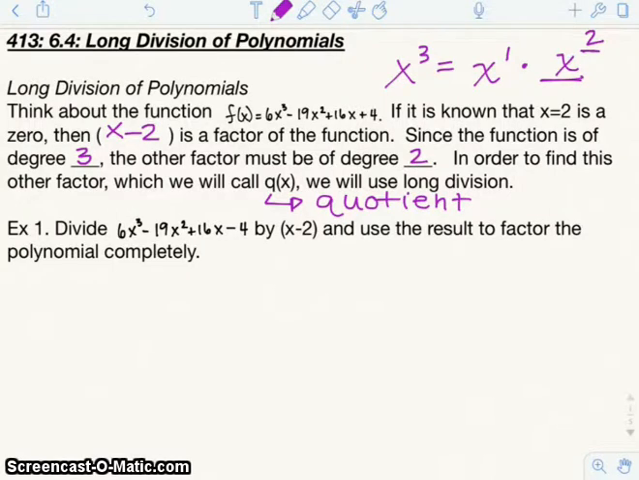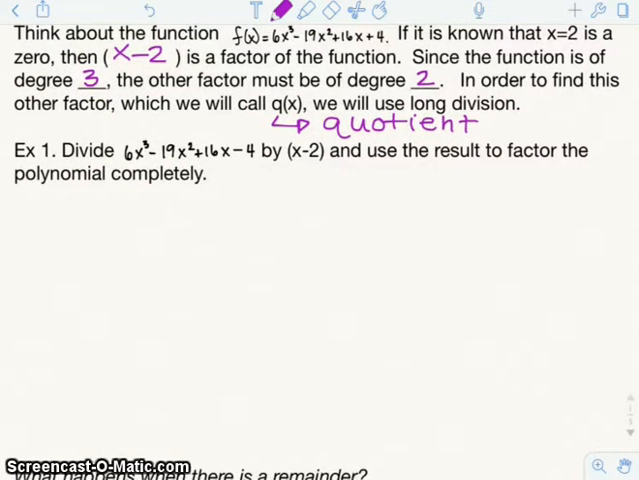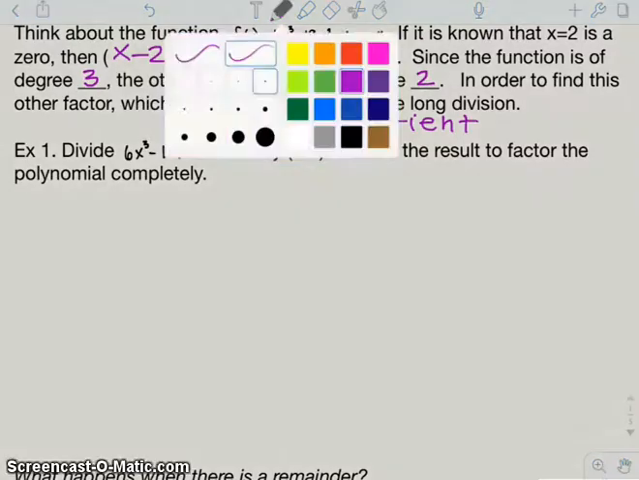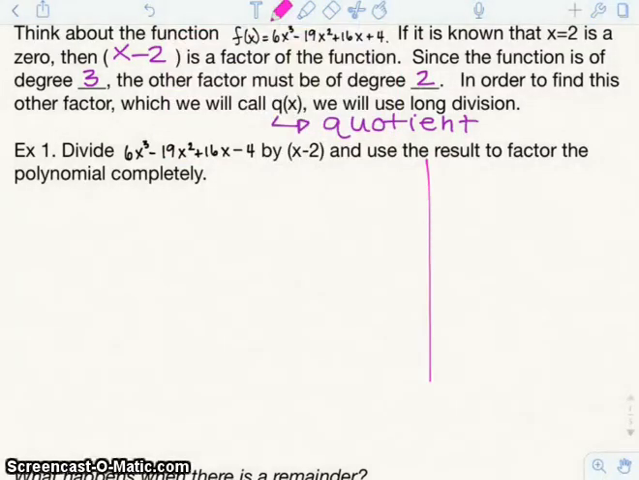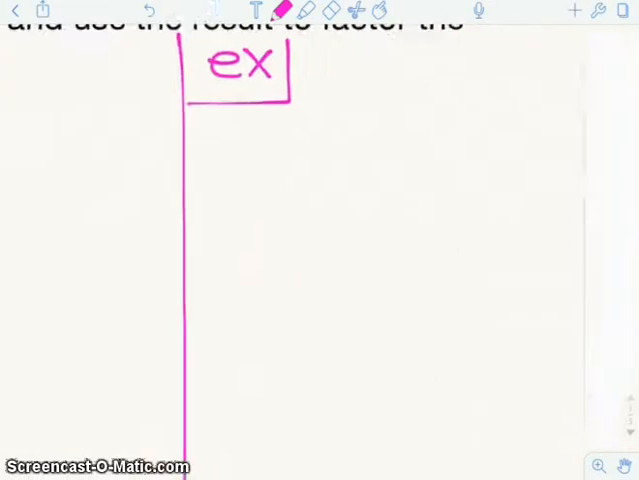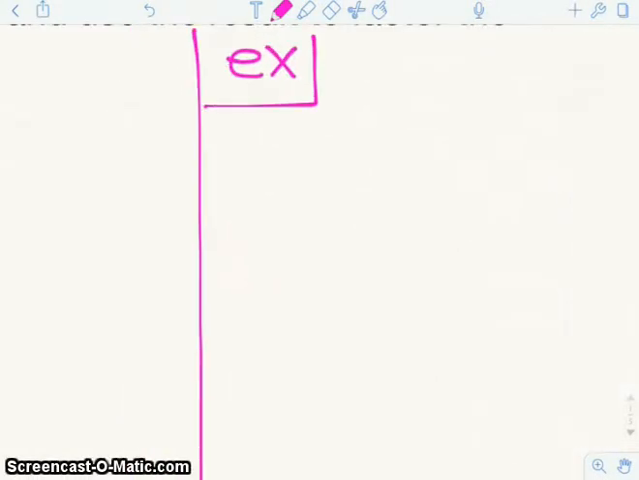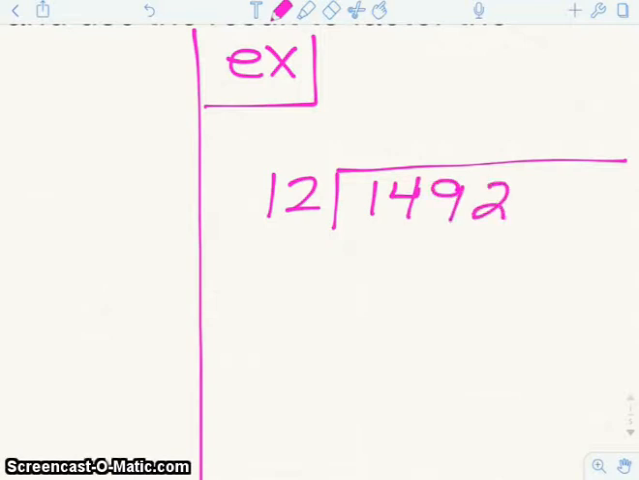I'm going to explain how this works. Okay, don't write this part down, or if you do, you might want to draw a little box over here because this is a separate example that I'm going to use to explain. So I'm going to do this over here just so we can see what we're looking into. All right, let's say we had 12 on the outside of a long division box, and we had 1,492 on the inside. This is long division. This is the type of long division you've seen before.